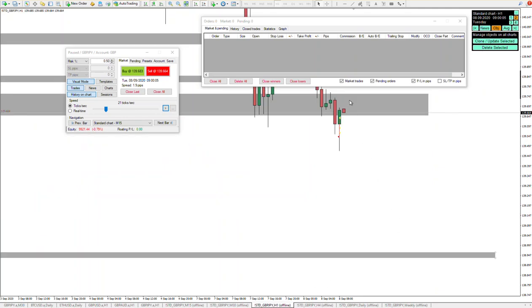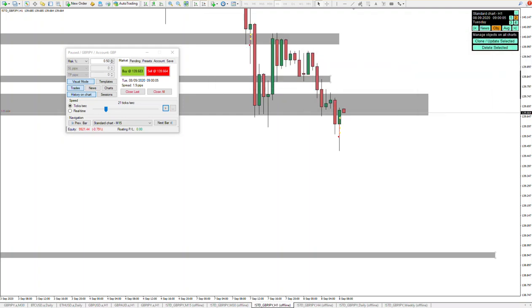I can't buy. I can only buy if we pass through this support. So still I'm interested in selling, but let's see what happens. Buy.